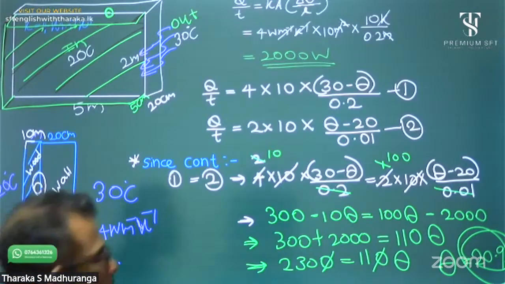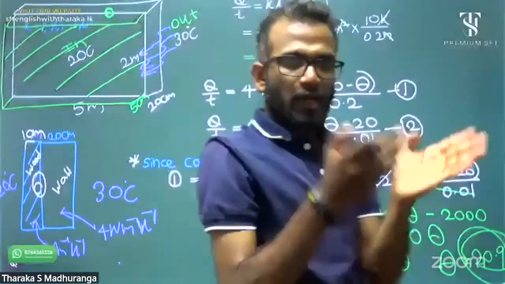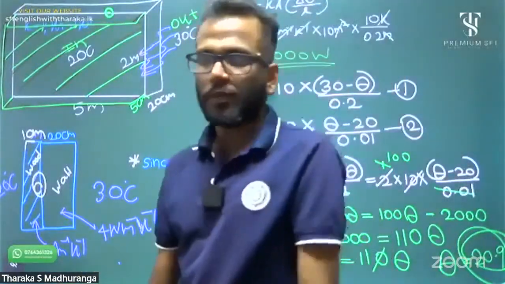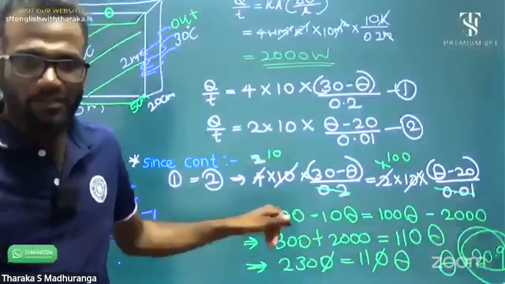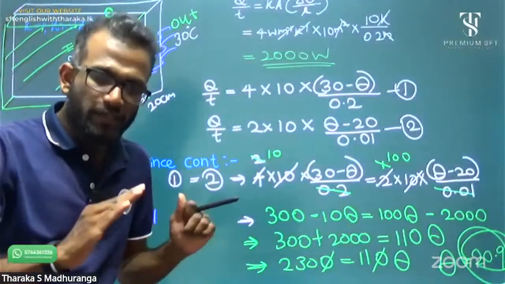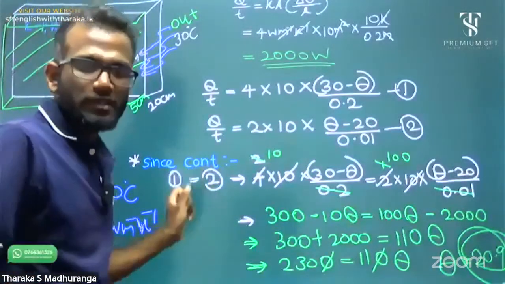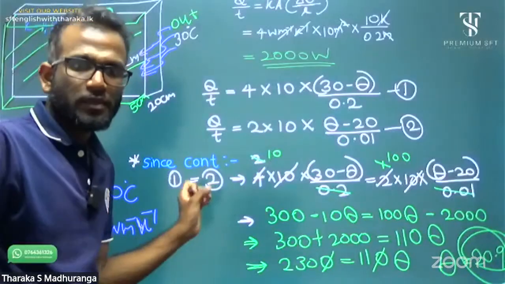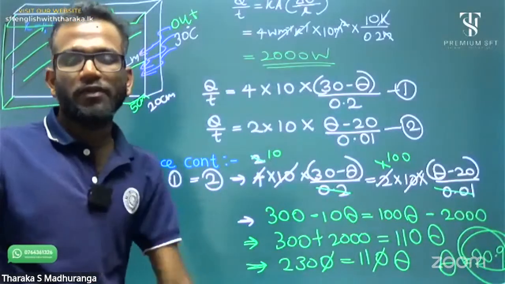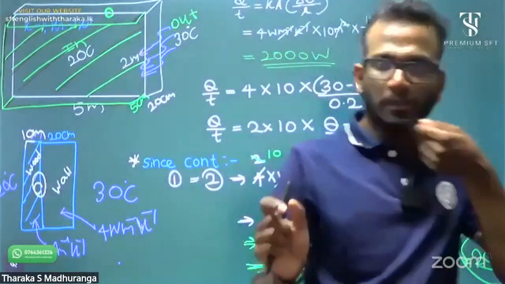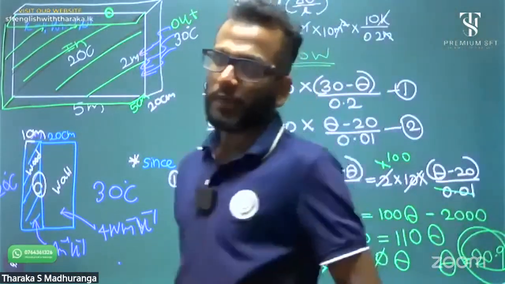Yeah, this time most probably these double wall questions are coming. Therefore, you have to practice. Continuous or steady state means you can equate these two equations and get the final intersurface temperature.